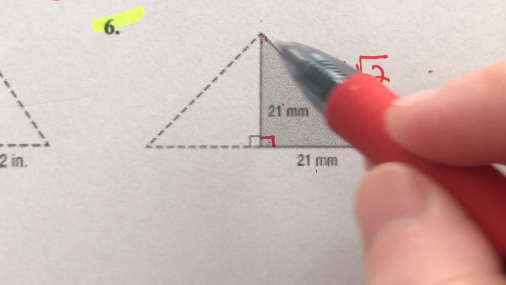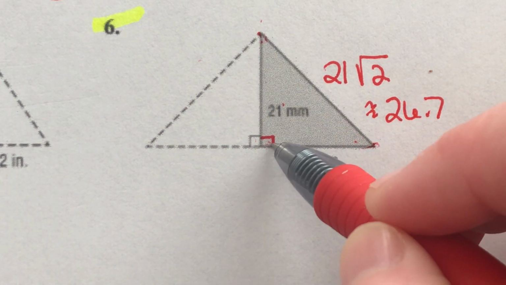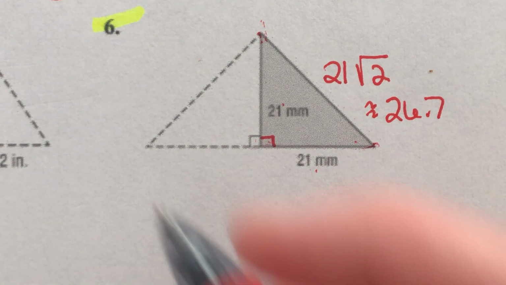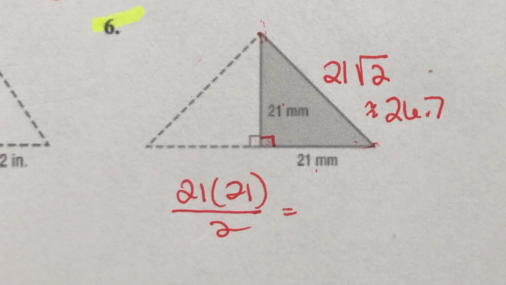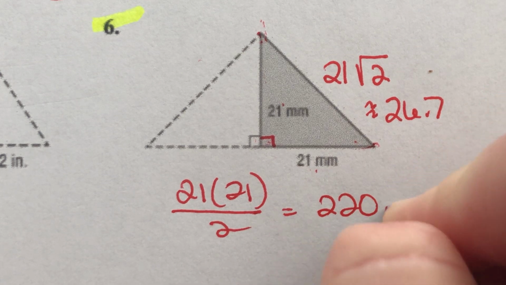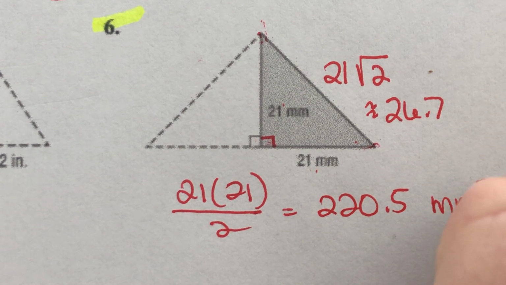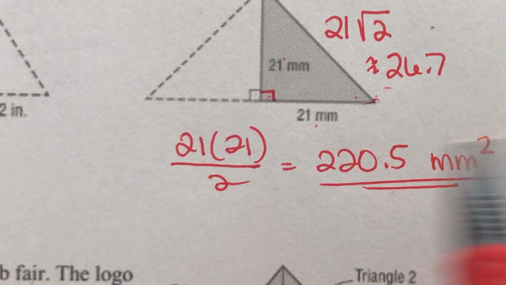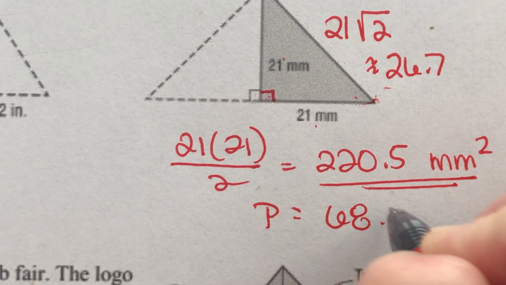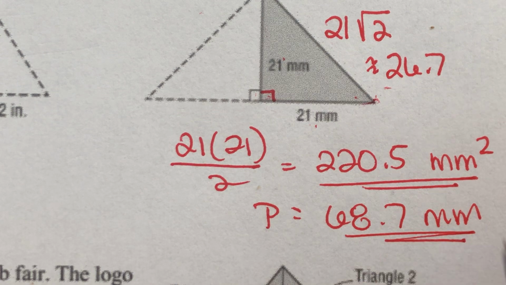Okay, so I can figure out the area. It's 1/2 base times height. So 21 times 21 divided by 2 gives us our area. 21 squared divided by 2 equals about 220.5, and that's in square millimeters. That's our area. And then for our perimeter, I'm just going to add up 21 plus this hypotenuse, which is about 26.7. And I get about 68.7. And that's just in regular millimeters.